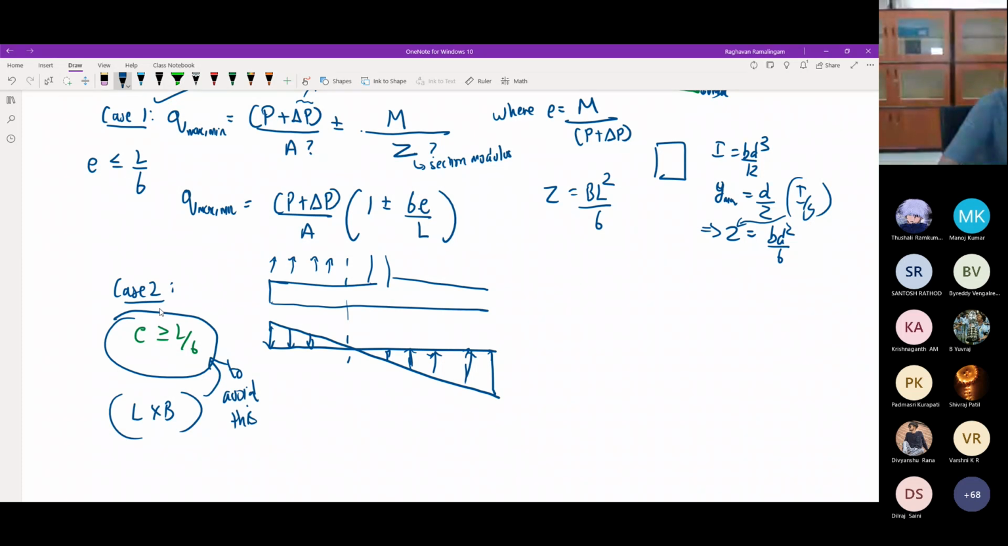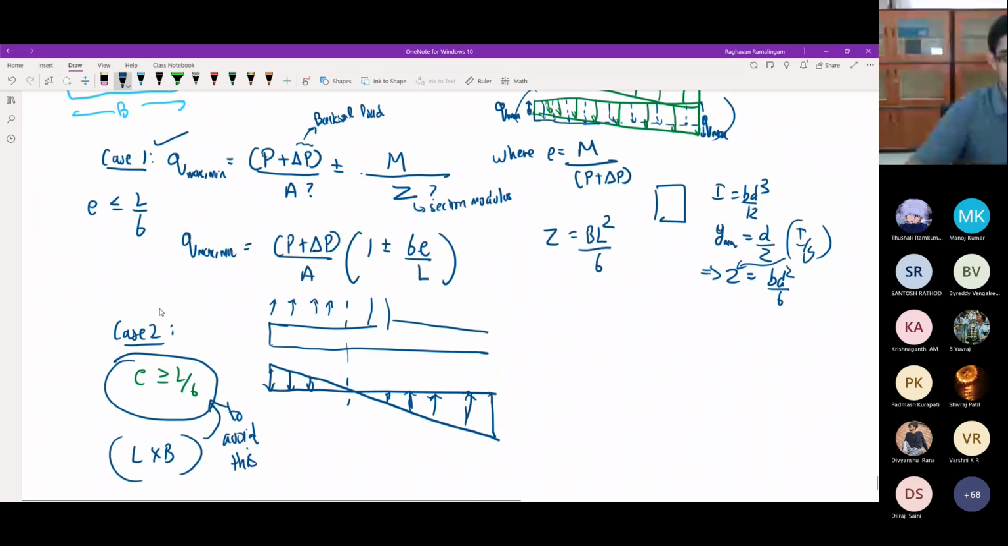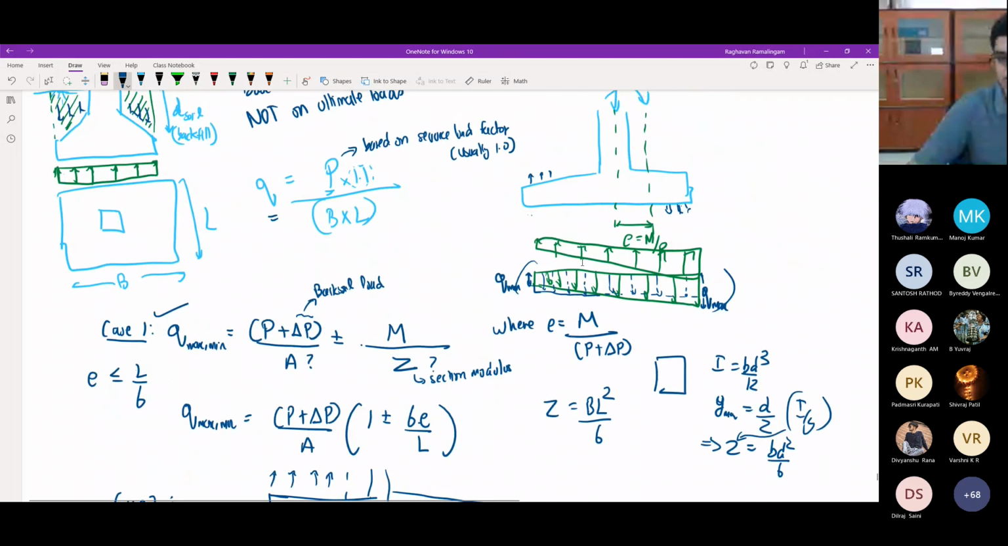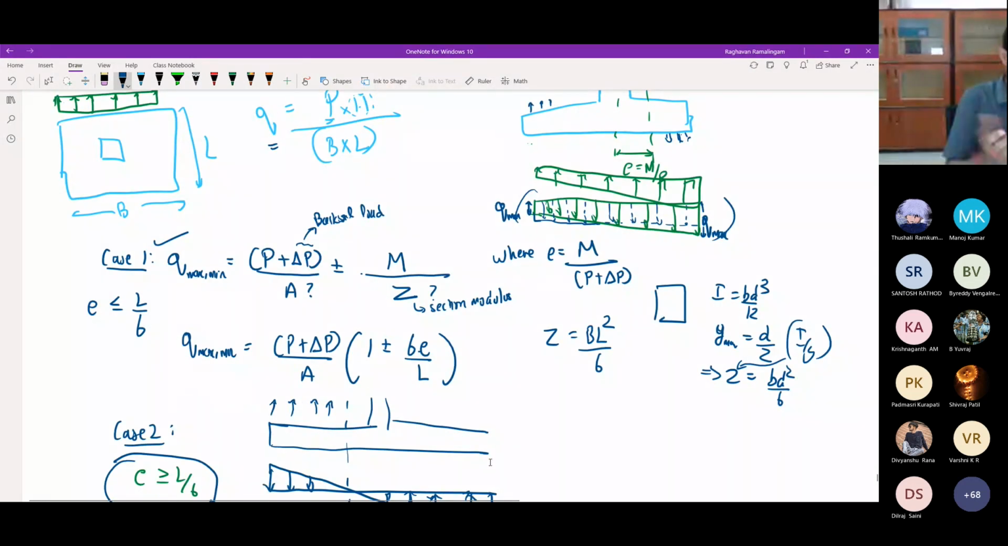It is only when E is lesser than L by 6 that your entire footing is subject to the same downward pressure. So this is the thing that I wanted to talk about. These are the basic concepts with regard to the design of footings. The remaining aspects we'll see next week when we do a problem. Then and there I'll tell you what some of the provisions are.